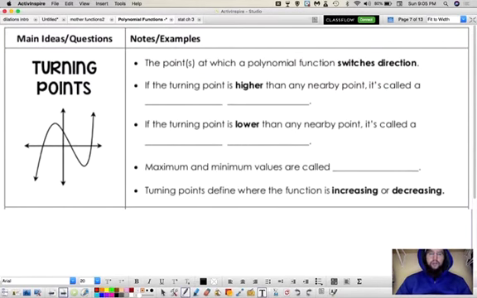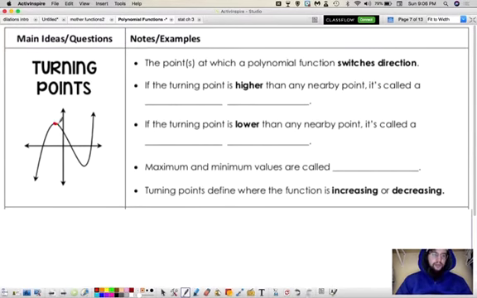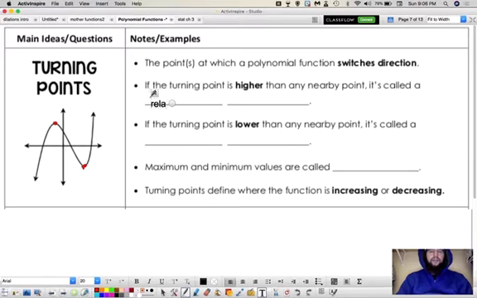Turning points. Okay. That's whenever it switches. It's going up, up, up, up, then it's going down. That's a turning point. Right here. It's going down, down, down, down, down, then it's going up. Right there. These are turning points. If the turning point is higher than the nearby points, it's called a relative maximum. Because it doesn't necessarily mean it's the maximum of the graph. It's higher than the ones on either side of it. Then it's a relative maximum. Or also sometimes referred to as a local maximum.